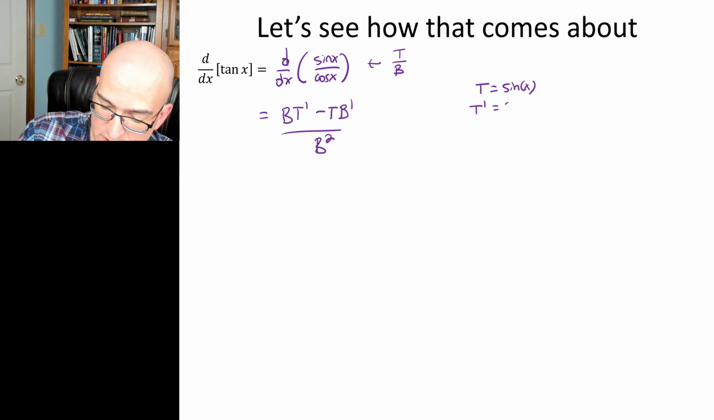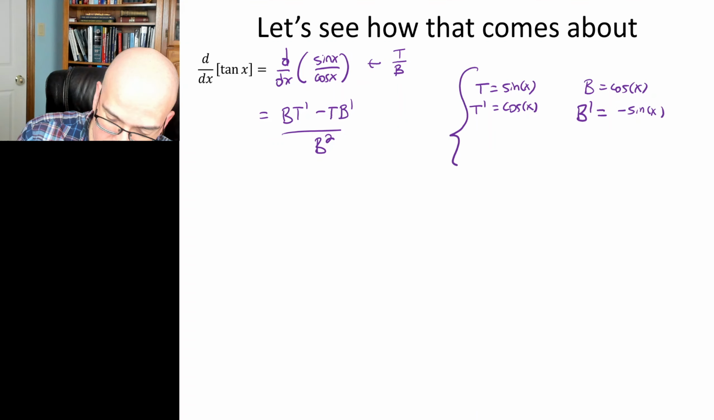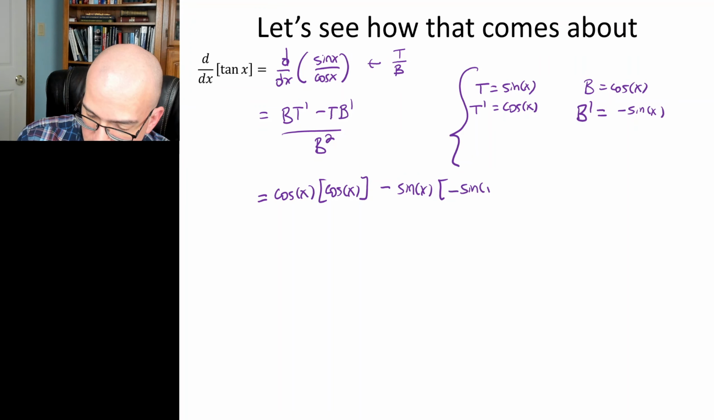T prime is cosine of x. Our bottom function is cosine of x. When we have to use our green formulas from the previous slide, the derivative of cosine of x is negative sine of x. So I'm going to plug those into this formula. We have the bottom function, cosine of x, times the derivative of the top. So we got cosine of x, minus the top function, sine of x, times the derivative of the bottom, which is negative sine of x, divided by the bottom squared, which is cosine of x all squared.